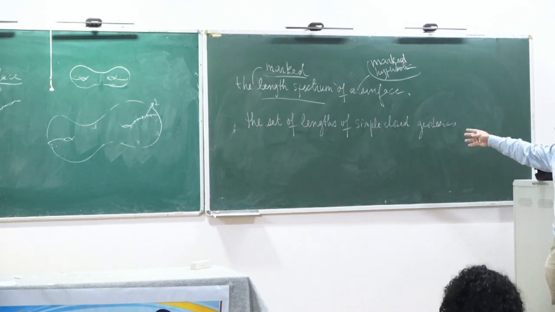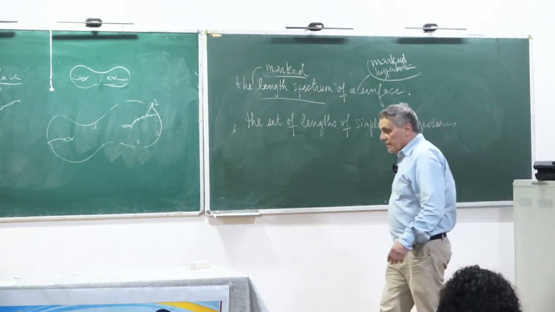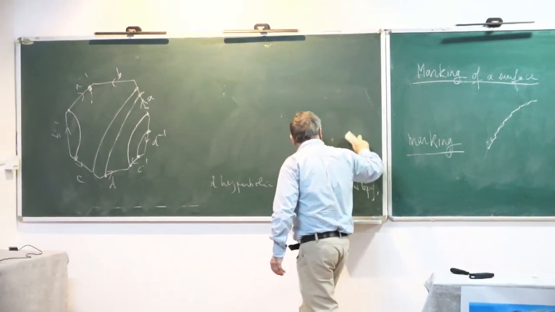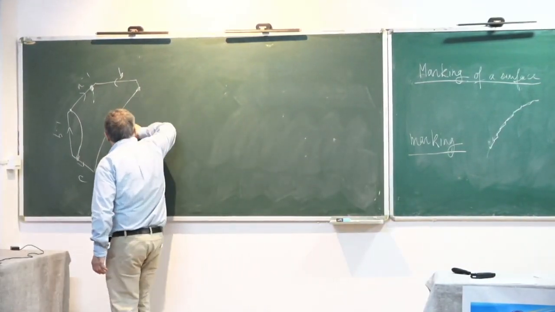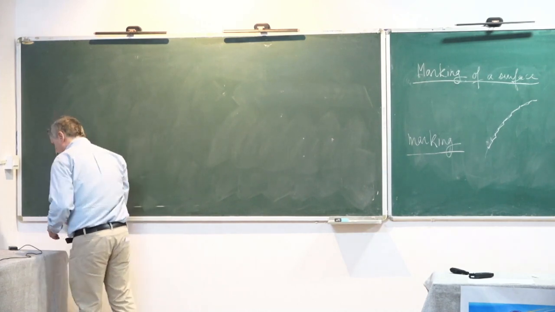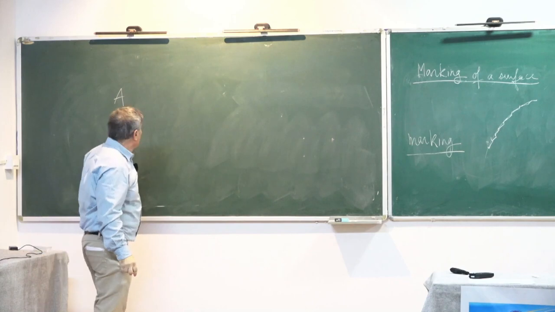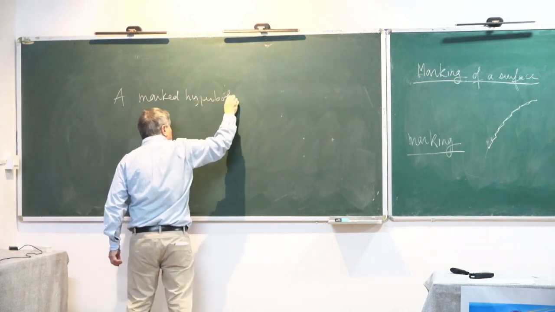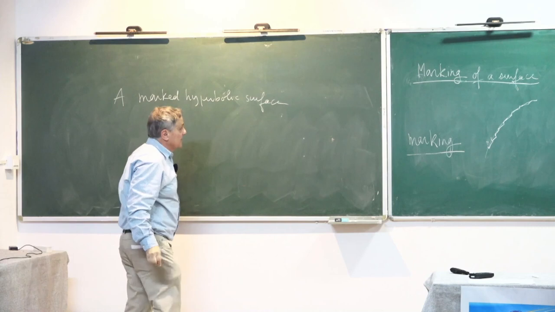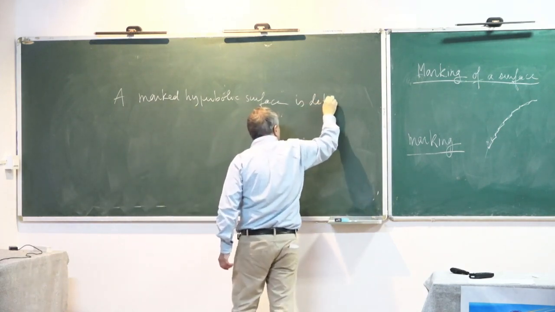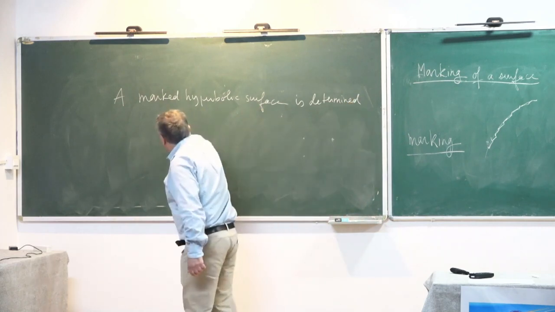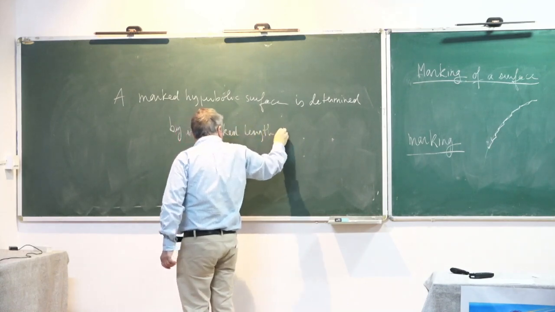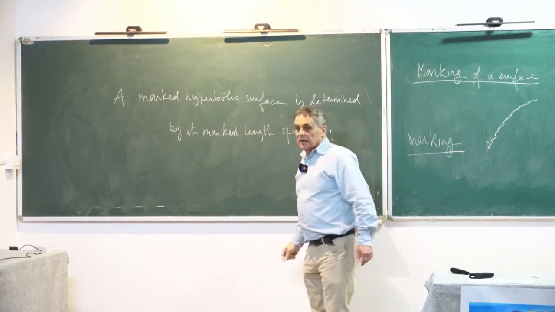Anyway, the important thing we have to remember is that, again, a marked hyperbolic surface, I'm going to write the same thing because it's important, is determined by its marked length spectrum.